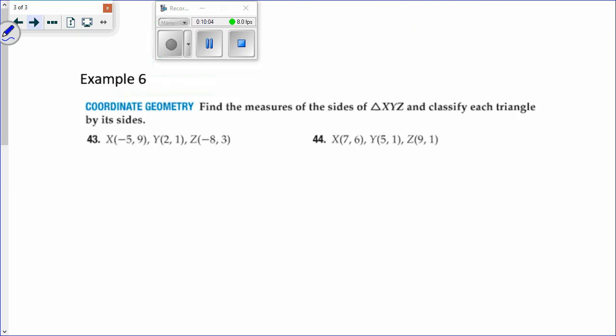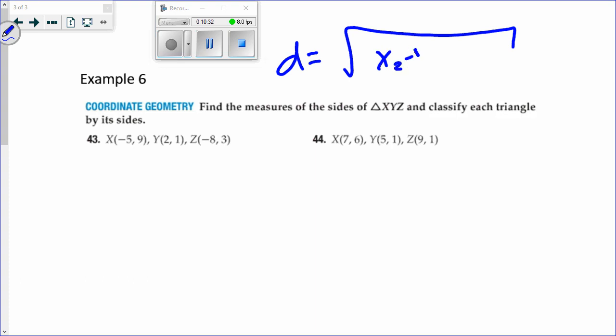Example 6 here, coordinate geometry. We're going to find the measures of the sides of triangle XYZ, and classify each triangle by its side. Here it's going to be useful that we know the distance formula. The distance formula is the difference in X values, so X2 minus X1 squared.